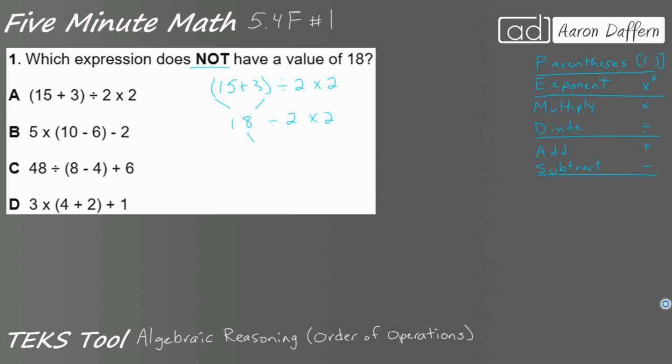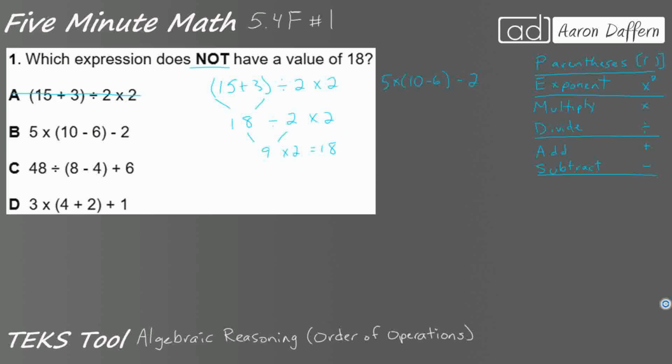But we could just do it division, right, left to right. 18 divided by 2 is 9 times 2. That's going to equal 18, right back up to 18. But we're looking for those that do not have a value of 18. So we're not going to choose that one. So 5 times the quantity, 10 minus 6, and then a minus 2.